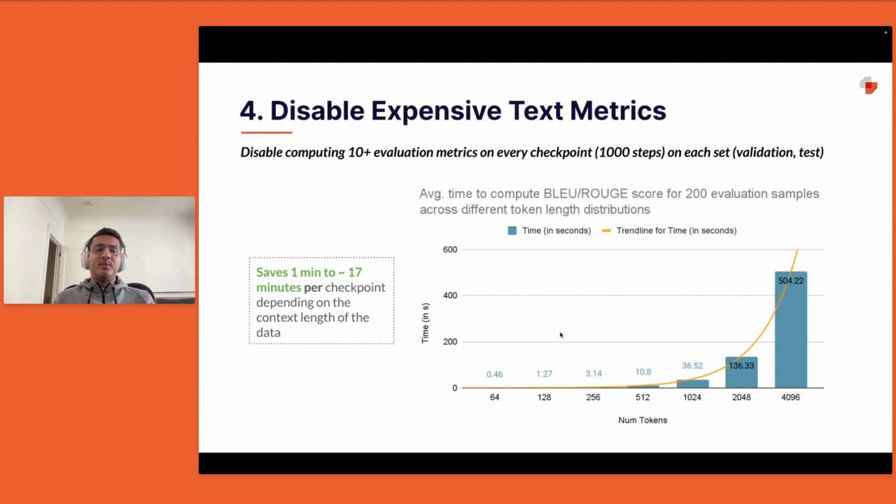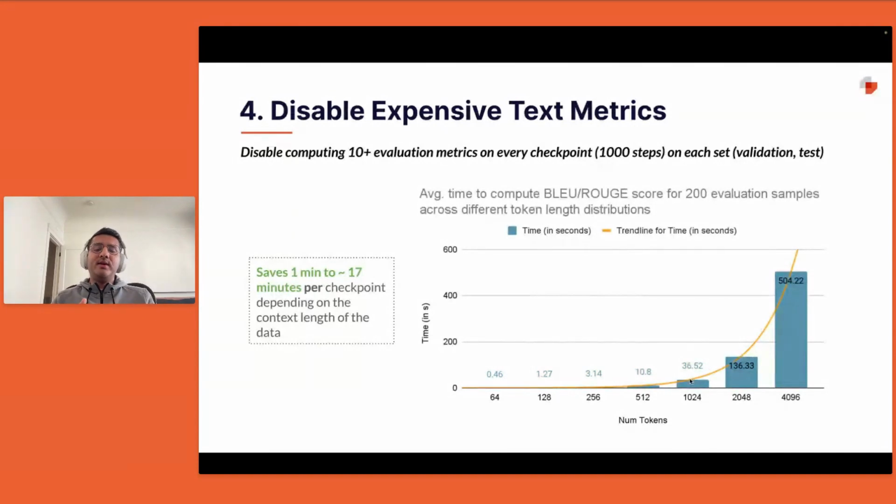And at Predibase, what we used to do is compute evaluation metrics on every checkpoint, which would be every 1,000 steps, not factoring in gradient accumulation. And then we reported these metrics on a validation split and on a test split. So we did it twice per checkpoint. If you think about this, let's say the average data set has about 2,000 tokens, or maybe even 1,000 tokens. That's about 36 seconds for every checkpoint, or a minute spent just computing BLEU and ROUGE, forget everything else.